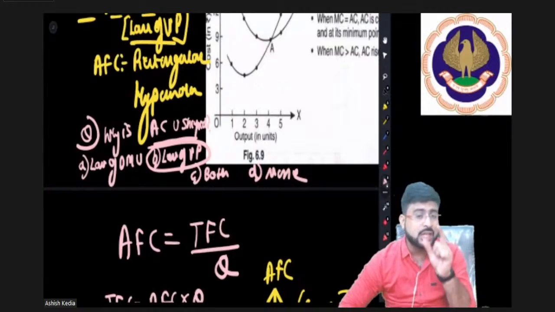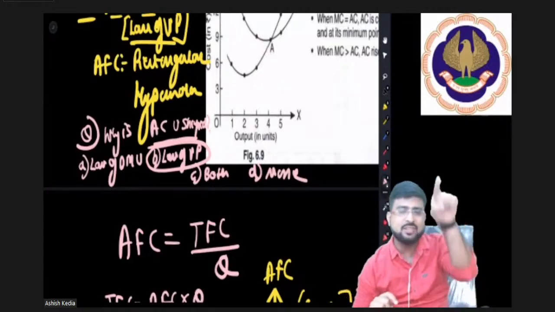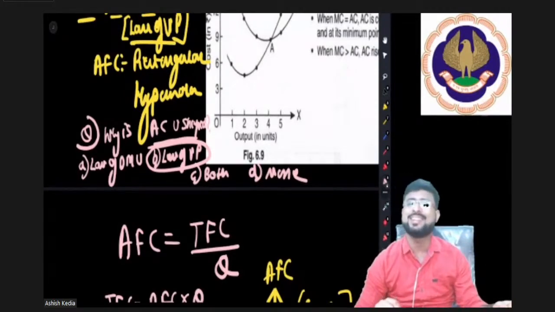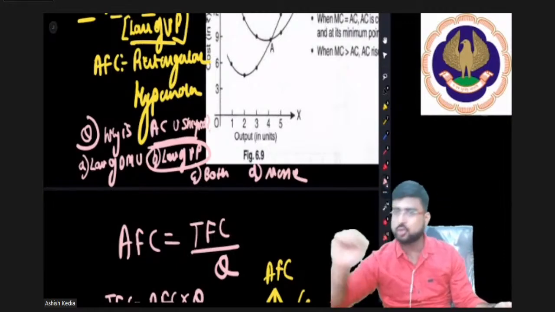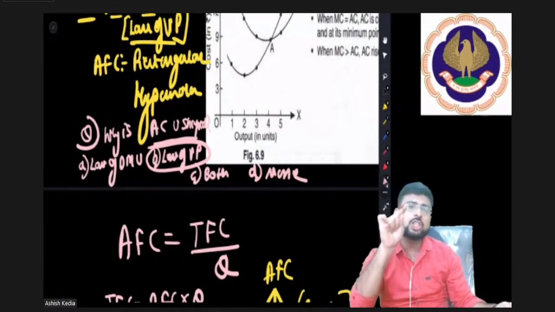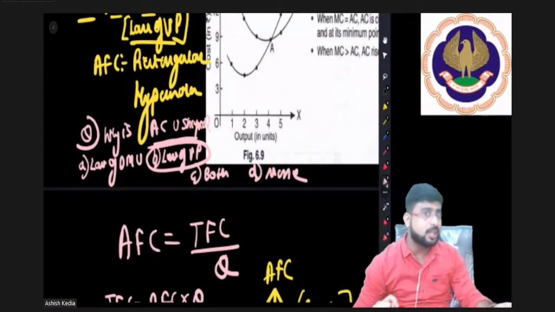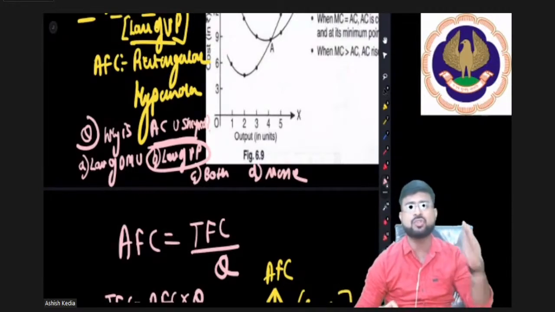Remember, total is inverse S, U is average. Inverse S is total variable cost and total cost. Total fixed cost is horizontal, average fixed cost is rectangular hyperbola, average cost, marginal cost is U-shaped. Why is average cost, marginal cost and average variable cost U-shaped? Because of law of variable proportions, everyone.